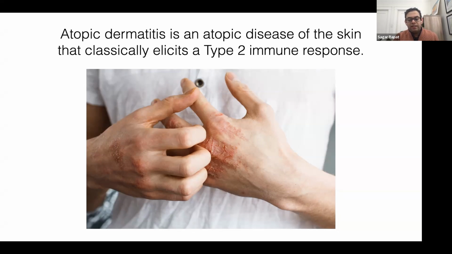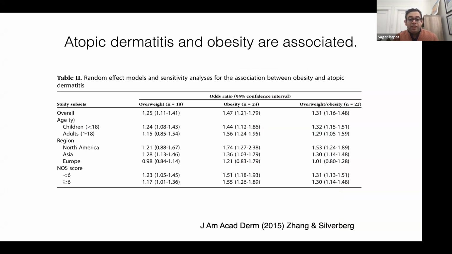And the other thing was that atopic dermatitis seemed to be in humans associated with obesity, in that as you go from overweight to obese, and as you keep increasing your patient's BMI, the incidence seems to increase, and the severity also seems to increase. This paper just shows a meta-analysis describing some of that data.